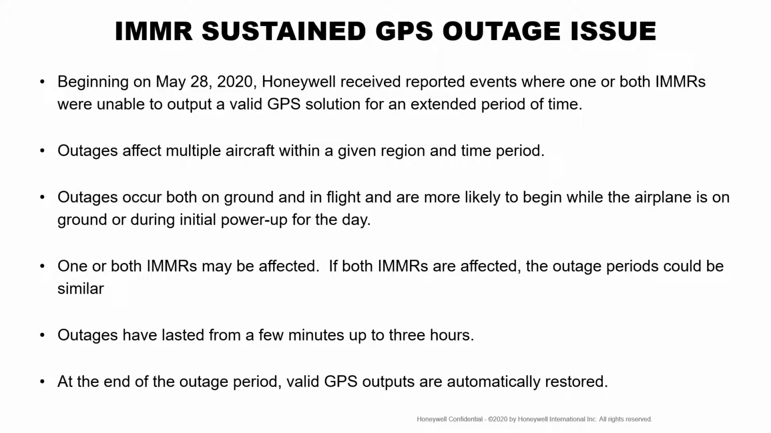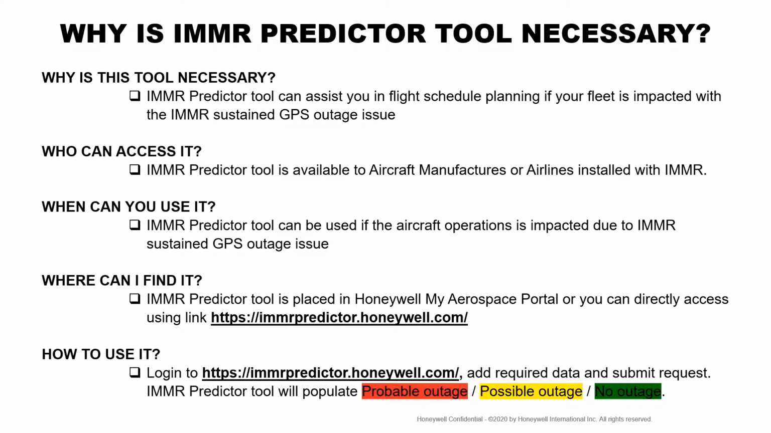Most of the reports have known to be during initial power-up of the day. And the IMMRs, either one or both the IMMRs, could be affected by this issue. The outage could last from anywhere between a few minutes up to 3 hours or so. And at the end of the outage period, a valid GPS output is automatically restored without any crew or maintenance action. You might be wondering how this tool can benefit you.